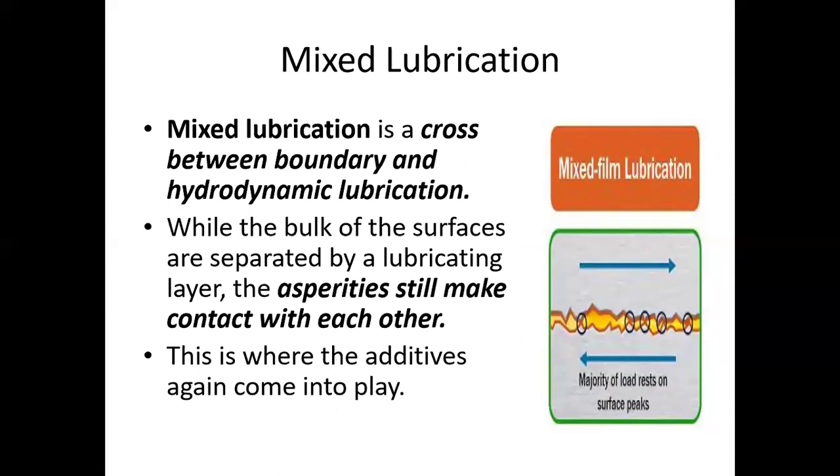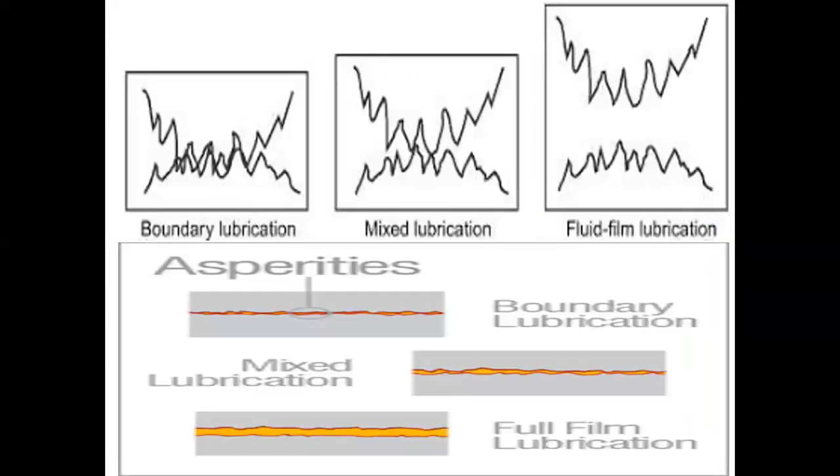Mixed lubrication. Mixed lubrication is a cross between boundary and hydrodynamic lubrication. While the bulk of the surfaces are separated by a lubricating layer, the asperities still make contact with each other. So to differentiate mixed lubrication from the two, we have here a particular image showing how our asperities are in contact with one another. So for the full fluid film lubrication, there is no contact between asperities.